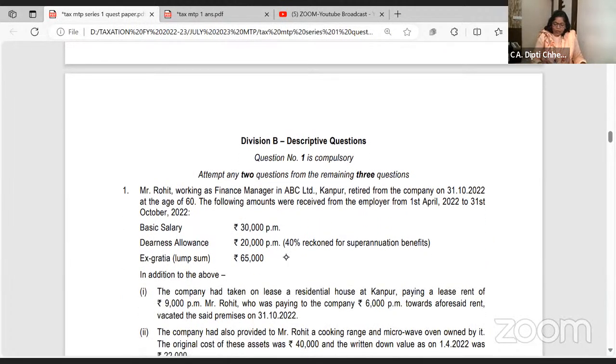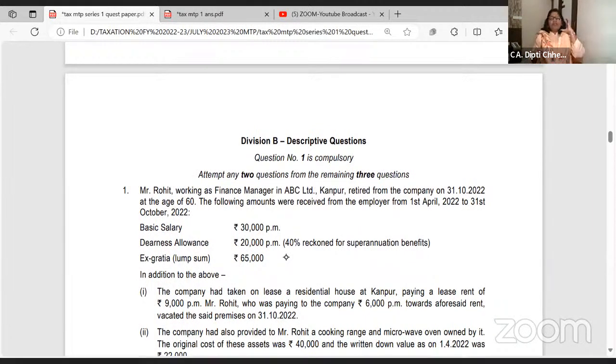Okay. And now in B division, you have question number one compulsory for 14 marks. Either it is salary income, other source, deductions and calculate the tax, or it is business head, deductions, calculate the tax. Ma'am, capital gain, house property, that comes separately. Clubbing, it's a part of question number one.